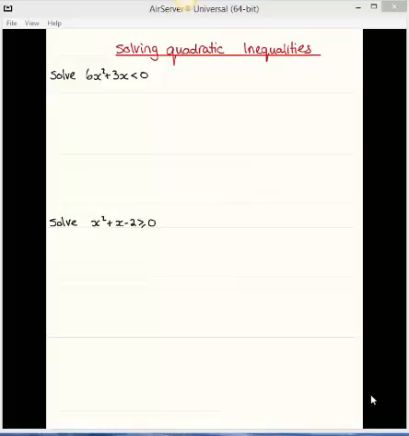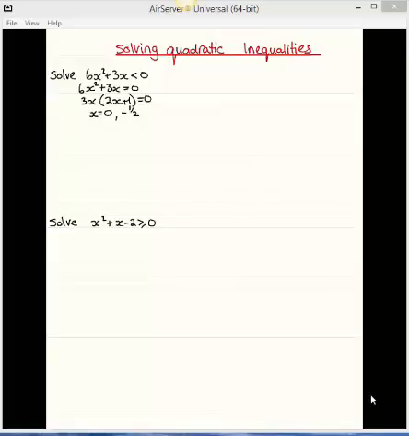So when you're asked to solve a quadratic inequality like 6x squared plus 3x is less than 0, the first thing you need to do is factorize it as if it was 6x squared plus 3x equals 0. If you had that, then you would take out your common factor of 3x, which would leave you with 3x times 2x plus 1 equals 0. And we know that that only occurs when x is equal to 0 or 2x plus 1 is equal to 0, which means x is negative a half. Okay, so we know the 2 points where this parabola, this 6x squared plus 3x, should cross the axis.